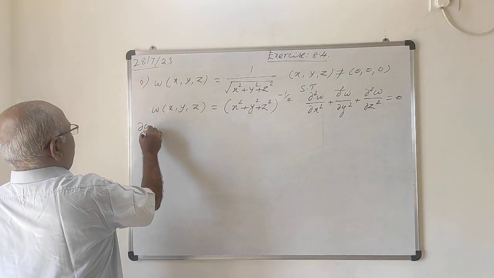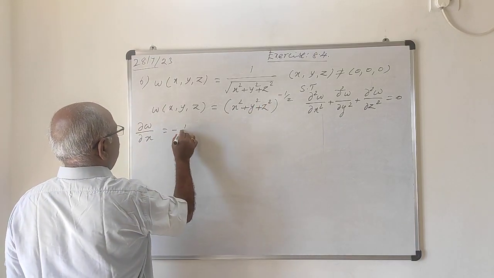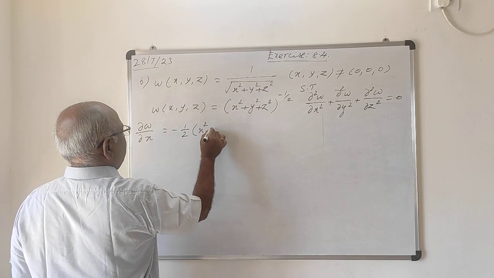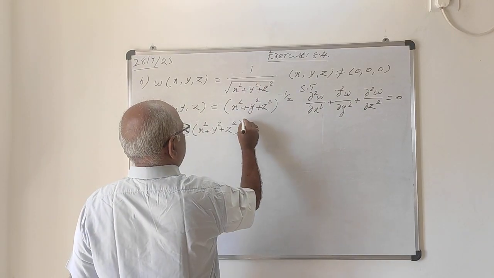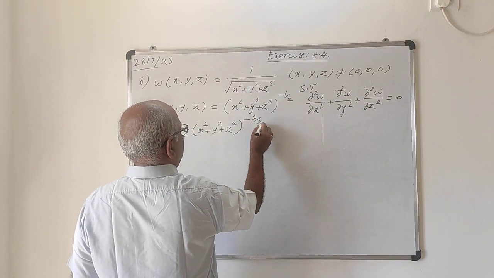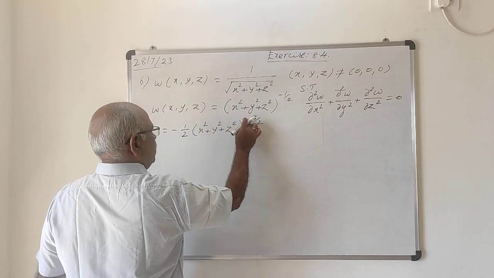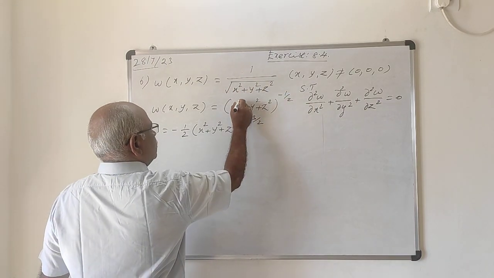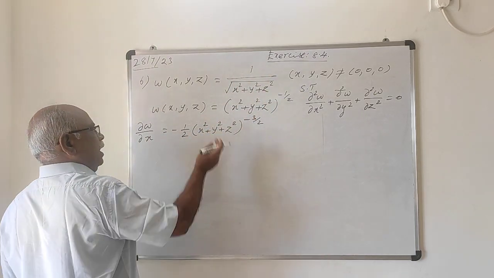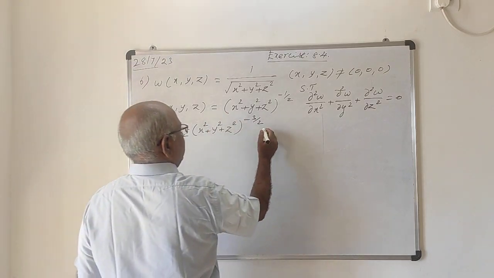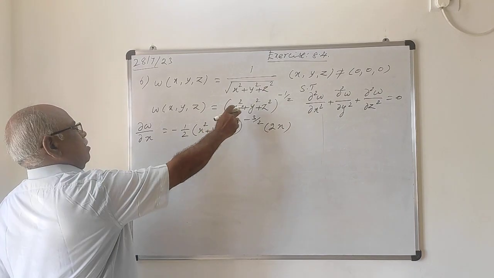For that, ∂w/∂x, on differentiating, becomes minus of (x² + y² + z²) to the power minus of minus 1, which is minus 3/2. Rule: x to the power n is n times x to the power n minus 1. Minus (3/2) into (x² + y² + z²) to the power minus 3/2 into the derivative of x² with respect to x, which is 2x. y and z are constants.